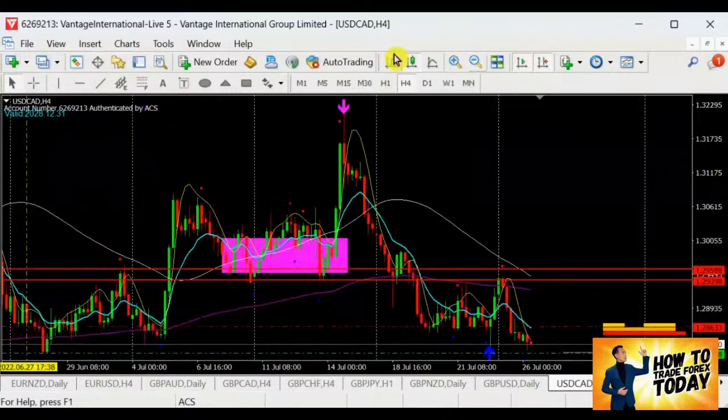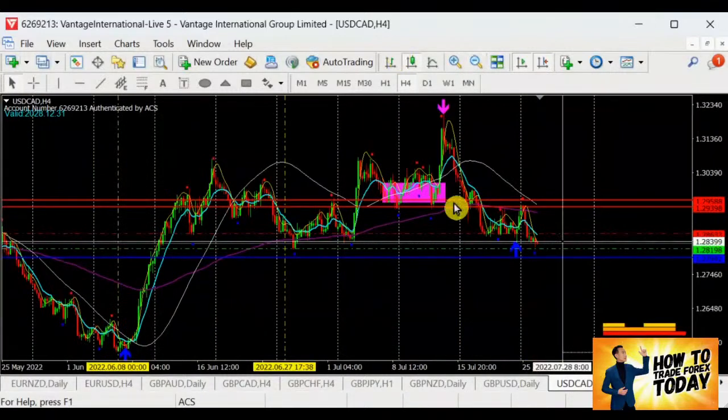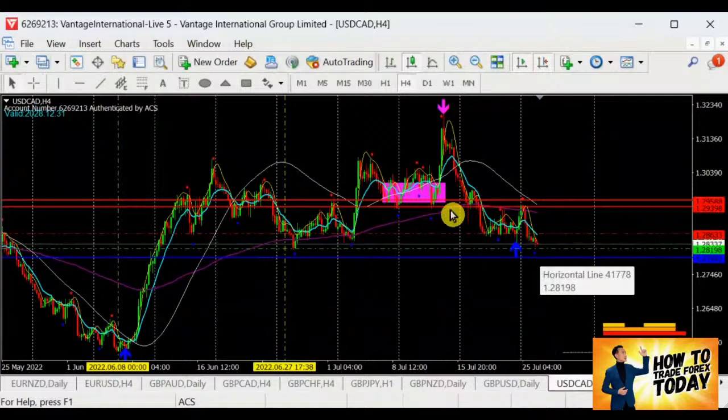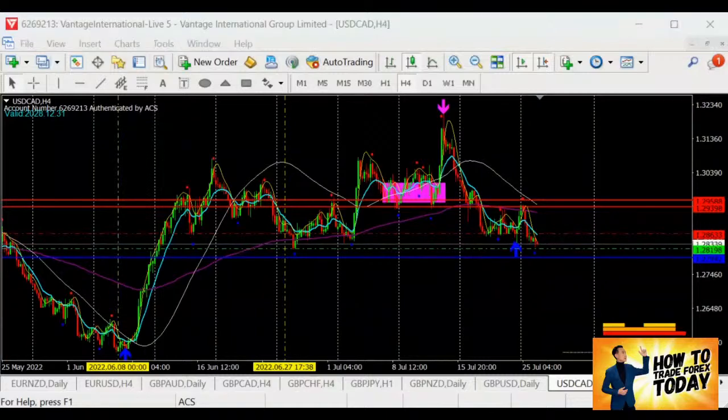So dollar CAD, is it good to sell right now? I would say we are just merely 18 to 19 pips away from the support. For this, I will wait for it to break the support first with a new resistance below, then I will start selling. That's for dollar CAD. I will put dollar CAD into my watch list.